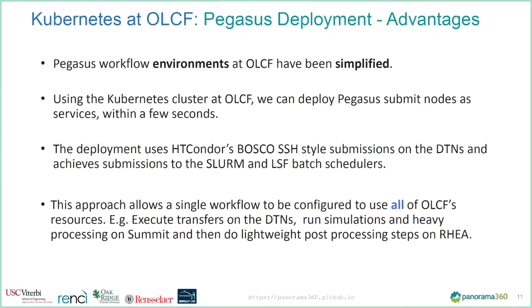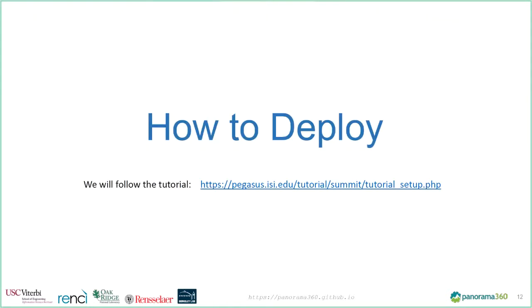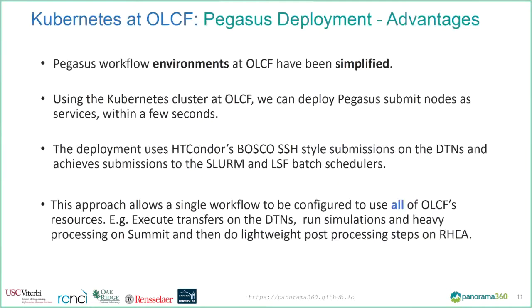And additionally, because we have cross-submission enabled within the OLCF infrastructure, we can use within one workflow the DTNs to do transfers. We can use Summit to do some heavy processing or heavy simulation, and then we can take the lightweight processing on Rhea. And this can happen within the same workflow and within the same specifications of that workflow with Pegasus. So if there are no questions regarding the deployment, I can explain how we deploy this.